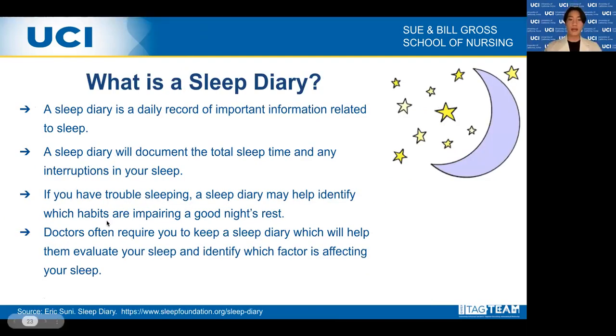Thank you, Denise. So what is a sleep diary? A sleep diary is a daily record of important information related to sleep. This diary will document the total sleep time and any interruptions in your sleep. If you have trouble sleeping, a sleep diary may help identify which habits are impairing a good night's rest. Doctors often require people to keep a sleep diary, which will help them evaluate their sleep and identify which factors are affecting their sleep.